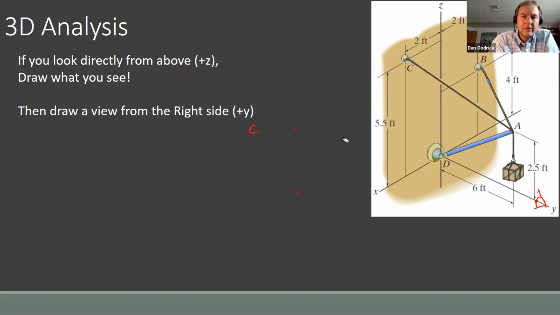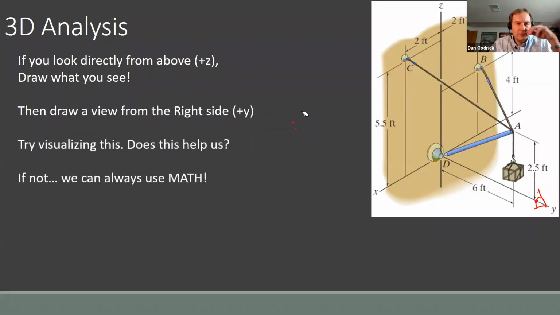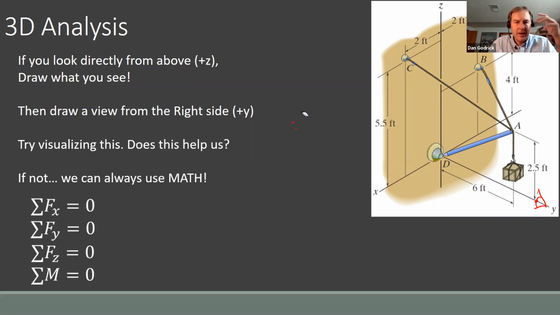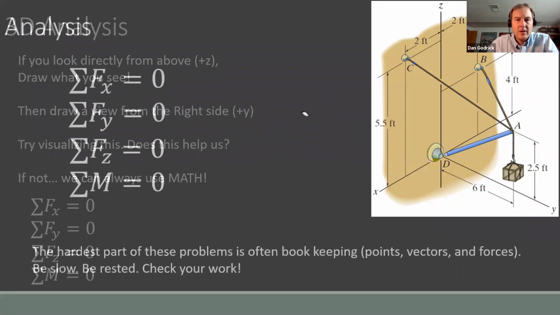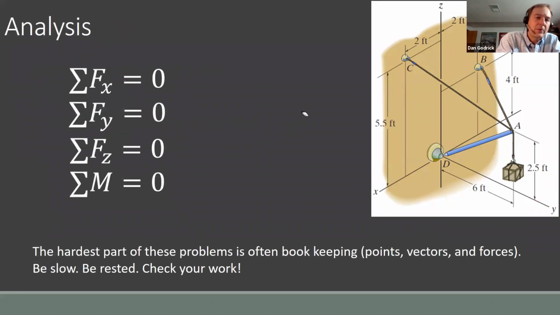Cool. And if we can visualize it, great. But if not, we can always use math. And the math that we're going to be using are those equations that we've talked about at length in this class. All right. The hardest part about this problem is bookkeeping. It's really easy to get kind of turned around. So go slow, be rested, and check your work. So oftentimes I see 5.5, and that's related to the Z-axis, but see how it kind of points near the X? I've been known to make that mistake. So be careful, check your work.